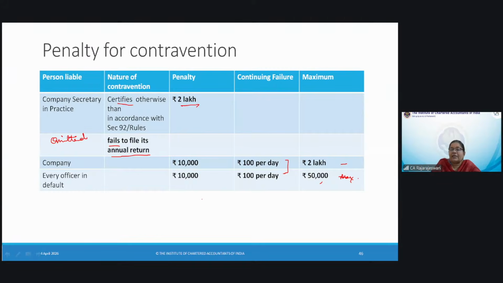Otherwise, they have to pay a fixed penalty of 10,000 plus continuing failure. They have to pay the penalty. For the company secretary, he is a professional, so the flat penalty of 2 lakhs he should have to pay if he certifies otherwise.